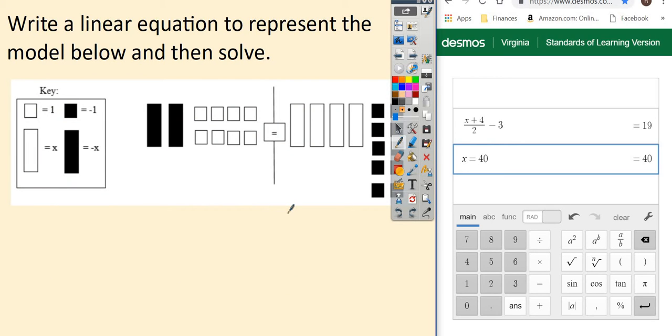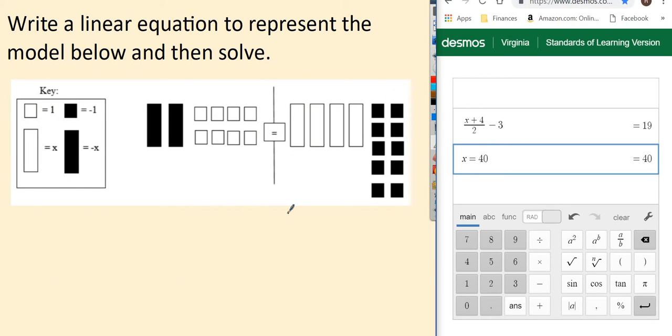So, this is another intermediate problem. We're going to start by looking at our key. A small white square is a 1. A white rectangle is x. A black small box is -1, and the black rectangle is a -x. So I know that this is -x, this is -x. There are 8 boxes, each valued at 1, so I'm going to put a +8.